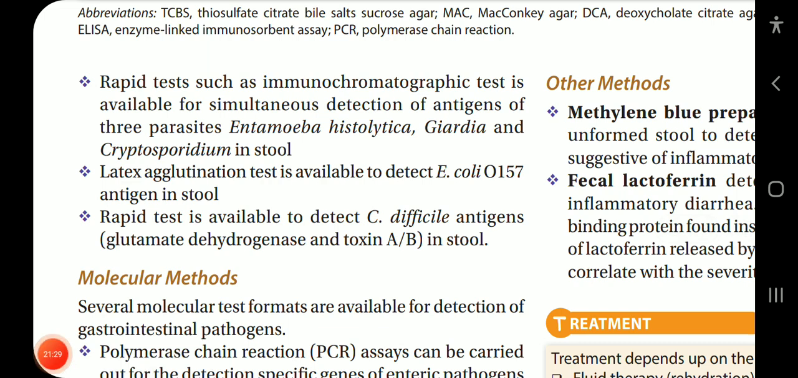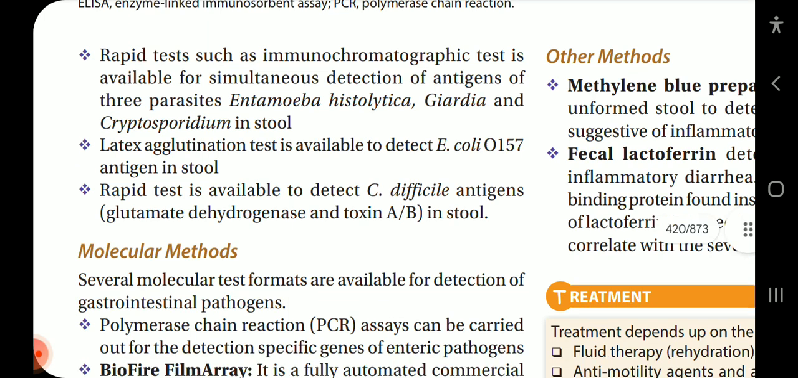Now, continuing the antigen detection, rapid tests such as immunochromatographic test are available for simultaneous detection of antigens of three parasites: Entamoeba histolytica, Giardia, and Cryptosporidium in stool. Latex agglutination test is available to detect E. coli O157 antigen in stool. Rapid test is available to detect Clostridium difficile antigens, glutamate dehydrogenase, and toxin A or B in stool.